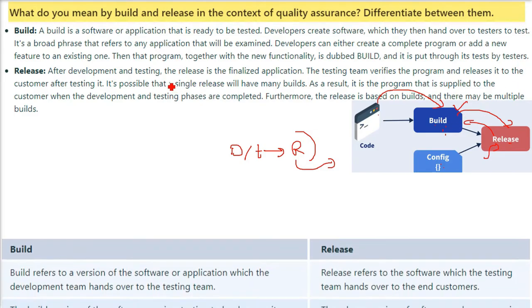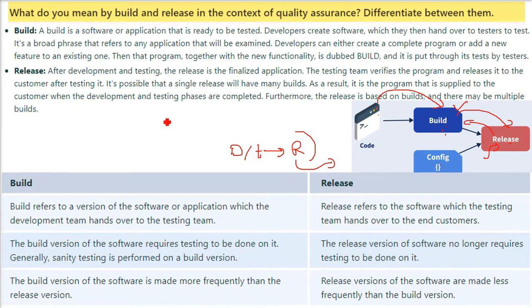Let us see one by one also. A build is a version of the software or application which the development team hands over to the testing team. So whatever you make in your IDE, you actually make a program and give it to the tester to test. A release is the software which has already been tested and now it is ready to be handed over to the end consumers. The build version of the software requires testing to be done.